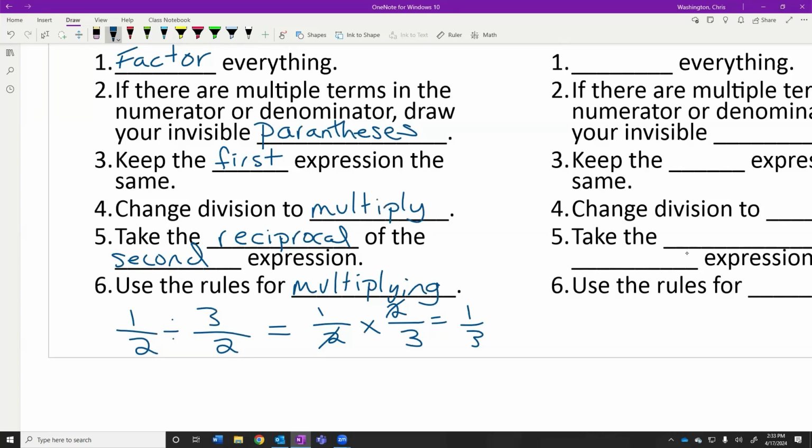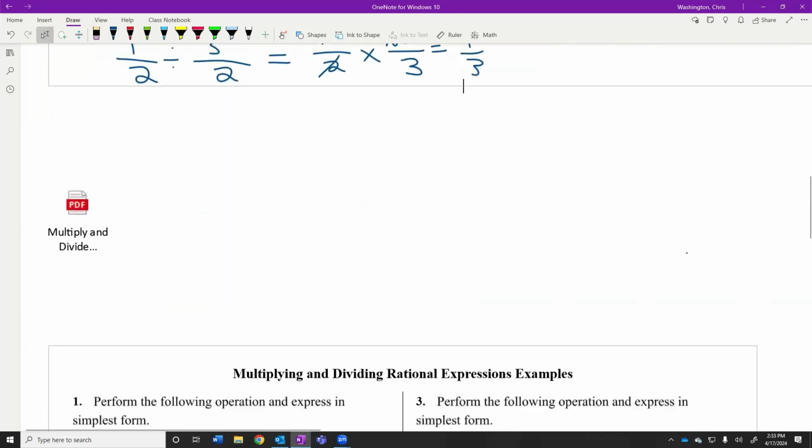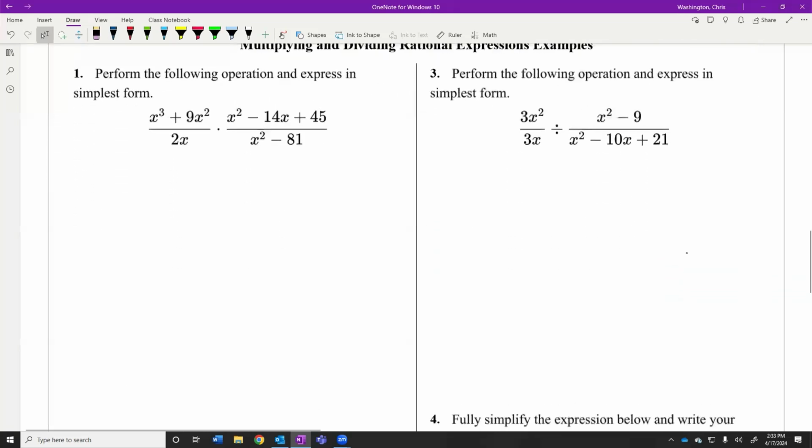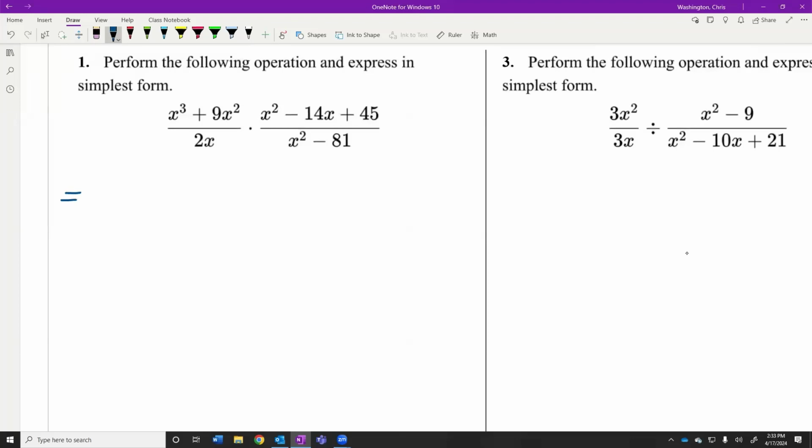Number 1, x squared over x to the third plus 9x squared. How might we factor everything? We're just going to start factoring everything. Let's start with the x to the third plus 9x squared. How might we factor that piece? We can factor out an x squared. We divide by x squared. The x squared goes outside the parentheses, and what we get when we divide by that x squared goes inside the parentheses.